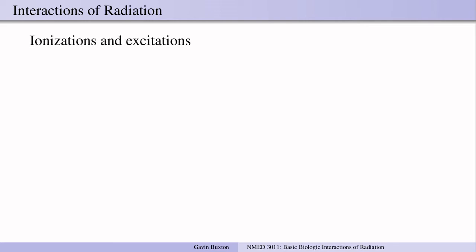So just to talk about the interactions of the radiation and what essentially is going on, we have ionizations, which we've talked about, which is where an electron can be knocked out of an atom, and excitations, where an electron can be excited to a higher energy orbit.